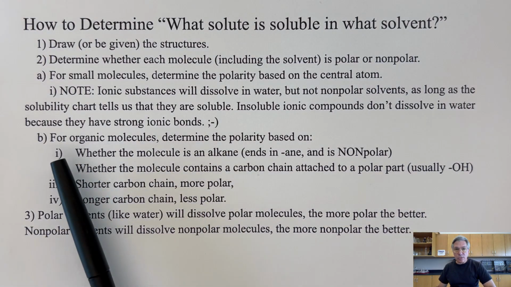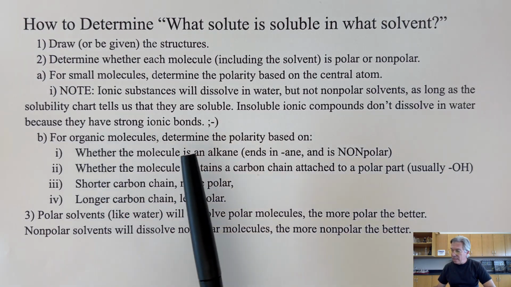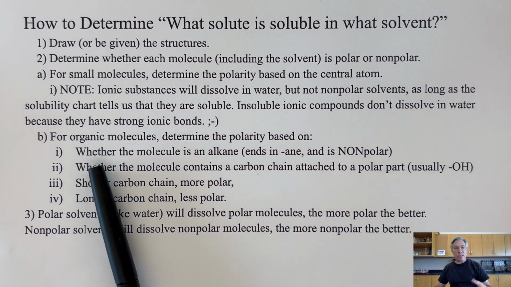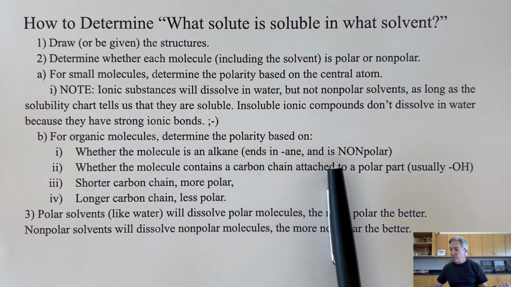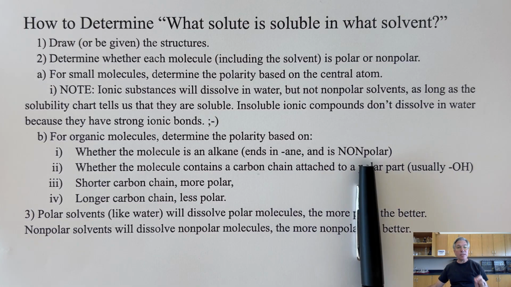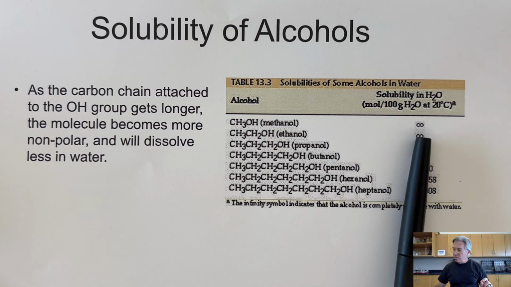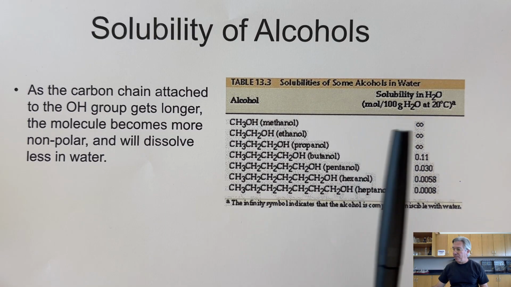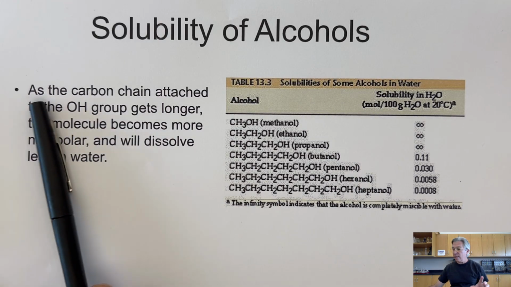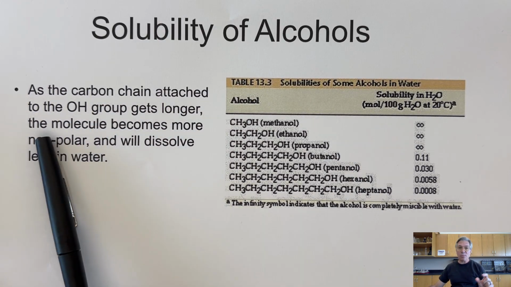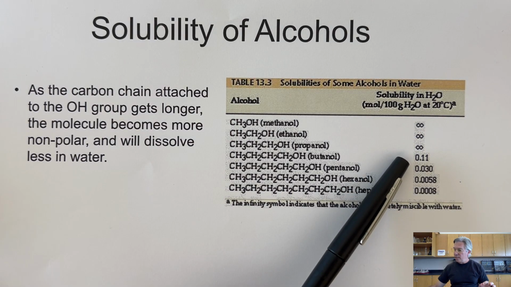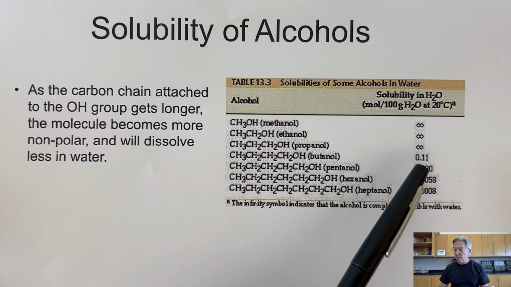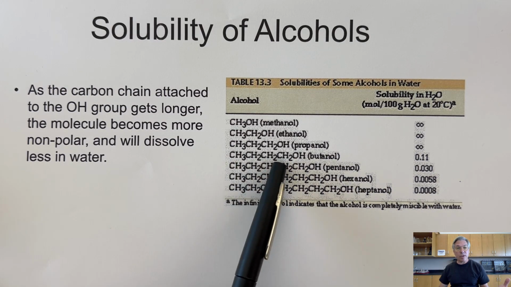For organic molecules, like those alcohols, determine the polarity based on, first, whether the molecule is just an alkane, like methane, hexane, octane, and so on. Those names will end in -ane, and they are nonpolar, so they will not dissolve in water. Second, whether the molecule contains a carbon chain attached to a polar part. Usually it's OH, could be something else, and that makes it a little bit polar. And the more OHs you see, the more polar areas it's got, the better it's going to dissolve in water. And if you see those, the shorter the carbon chain, like methanol, the more polar it was, so it dissolved in water very readily.